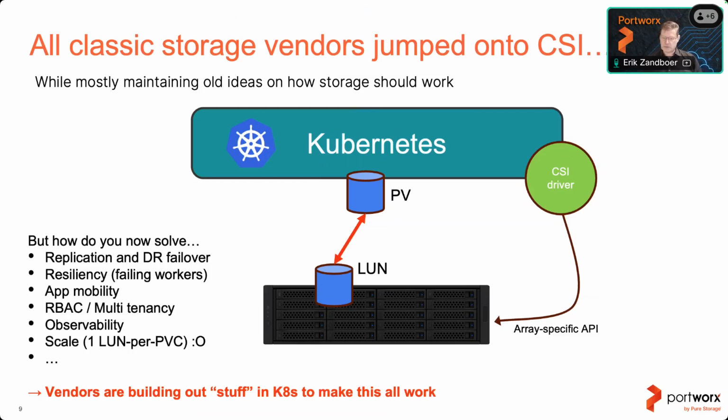Scaling is also an issue, because right here I have one LUN connecting into one PV, so one persistent volume inside a container. Imagine, if you're familiar with VMware, for example, imagine that would be the way it worked in VMware. You would have one LUN for each virtual disk.